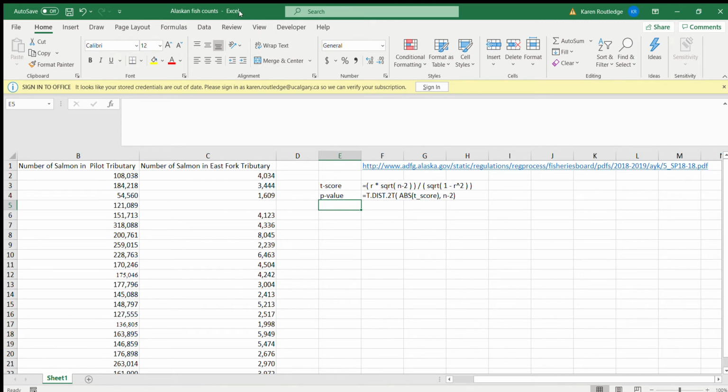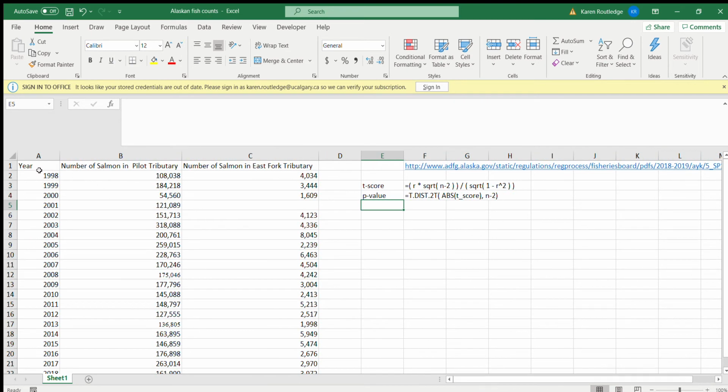So here we have a data set, one of the remaining student-submitted data sets on Alaskan fish counts. And this is what we're going to use to do our correlation and regression analysis. The first column, column A, will be our X variable, which is year, whole numbers. And then in column B, we have our Y variable, the number of salmon in what is presumably a tributary of the Pilot River, maybe Pilot Creek, something like that, someplace in Alaska.